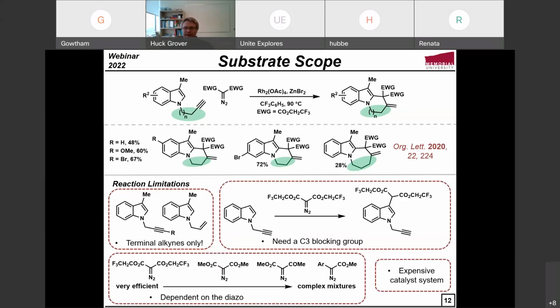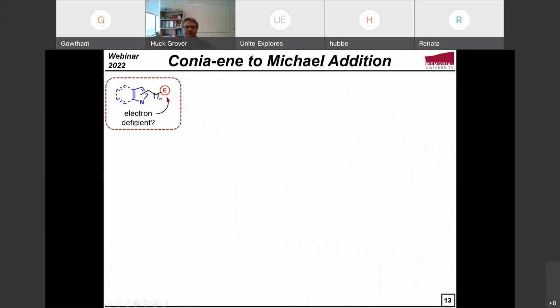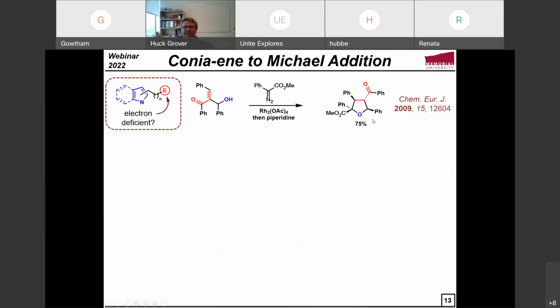So in order to combat some of these problems, we thought, maybe we could switch the electrophile source to something electron deficient, which might allow us to use some copper type catalysis. And again, some work by the Wen-Hao Hu group showed that you could do an OH insertion followed by a Michael addition reaction. So we could use an alpha beta unsaturated system.